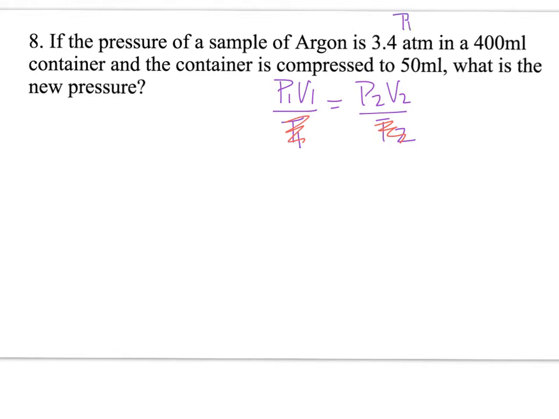We have a volume of 400 milliliters, so that's V1. And we see that the container is being compressed to a volume of 50 milliliters. So that's going to be V2. And it wants to know what is the new pressure. So pause the video and calculate and see what you get.